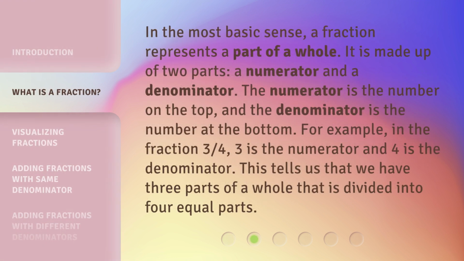In the most basic sense, a fraction represents a part of a whole. It is made up of two parts, a numerator and a denominator. The numerator is the number on the top, and the denominator is the number at the bottom. For example, in the fraction 3/4, 3 is the numerator and 4 is the denominator. This tells us that we have three parts of a whole that is divided into four equal parts.